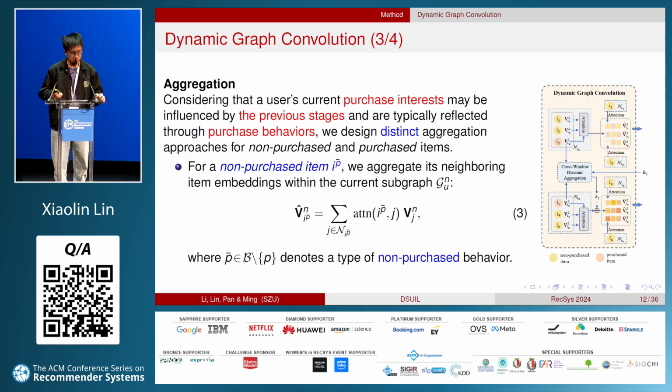Considering that a user's current purchase interest may be influenced by the previous stage, which is typically reflected through the purchase behaviors, we design different aggregation approaches for non-purchase items and purchase items. For the non-purchase items, we directly aggregate their neighborhood item embeddings in the current subgraph. We use attention-weighted summation.